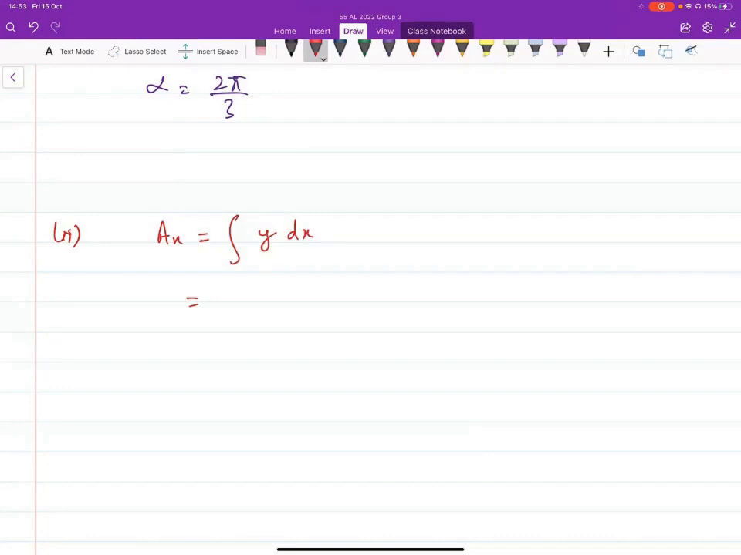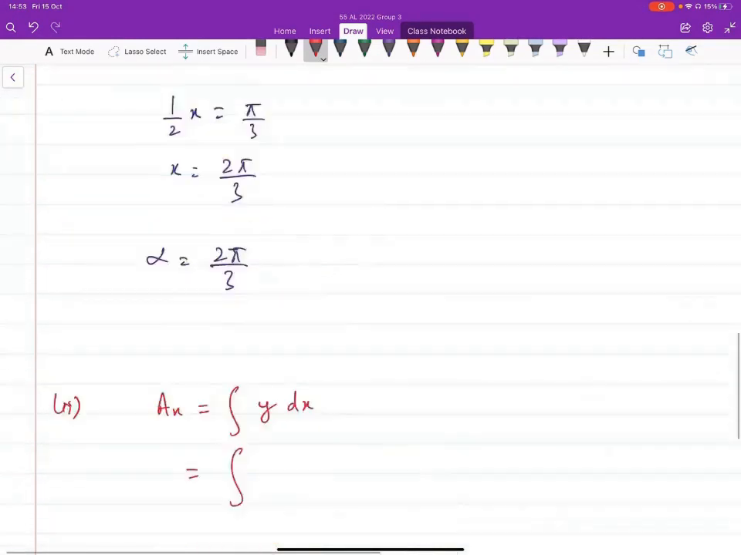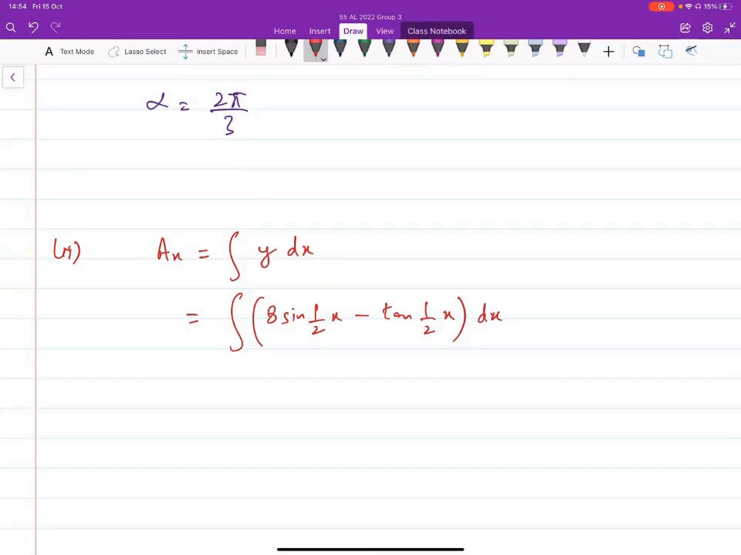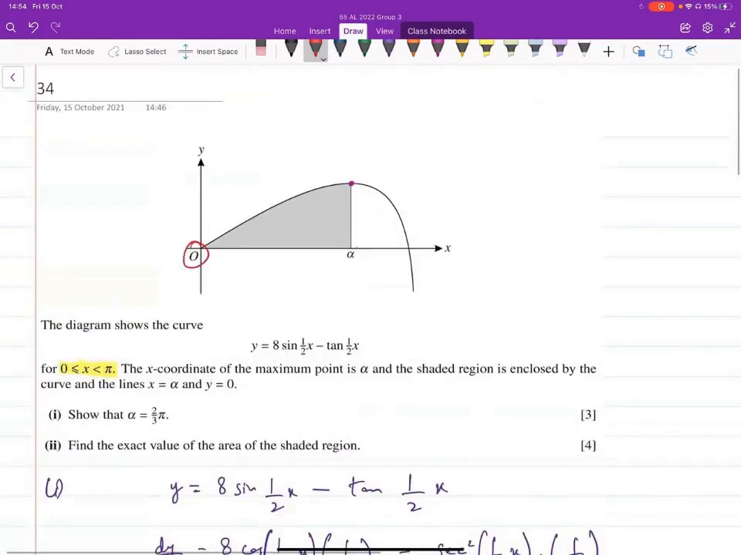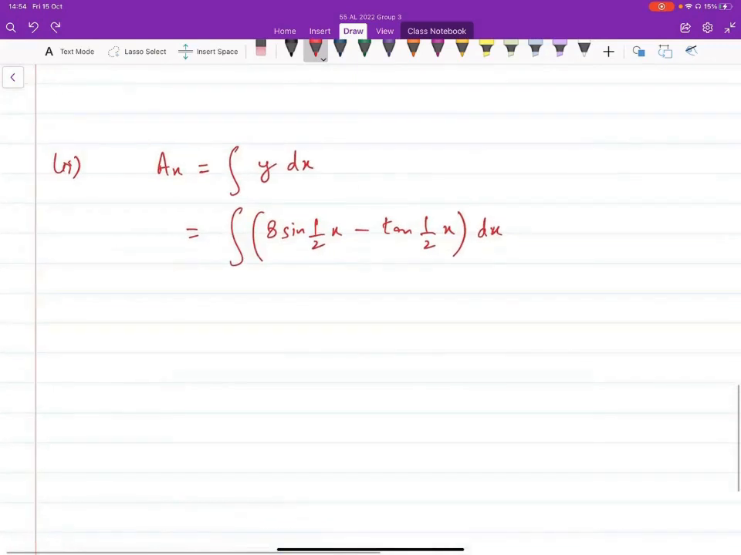ठीक है? What is y for us? 8 sine half x minus tan half x. We just need to integrate this function. What are the limits? Limits are from 0 to alpha. Alpha is 2 pi over 3. We just input those limits, integrate and input those limits. Let's do that. We've got 0 to 2 pi over 3. Okay?